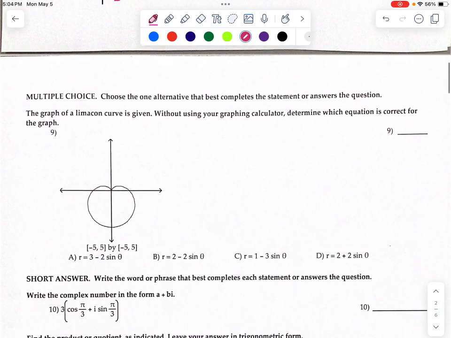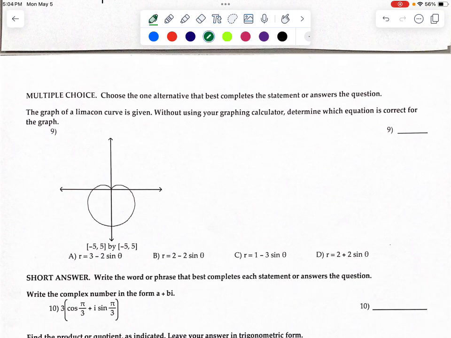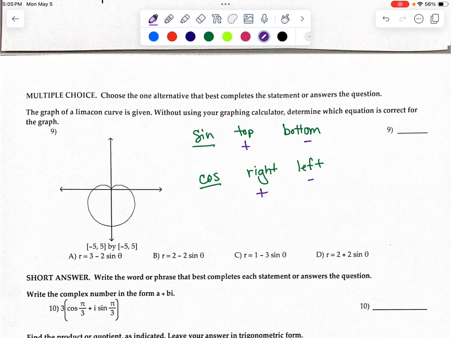Number 9 is a cardioid, right? A limaçon curve. It's the one that's supposed to look like a heart. It's just flat. And we wrote down, remember, if it's sine, it's going to be on the top or the bottom. If it's cosine, it's going to be on the right or the left. So you're going to see what side of the graph it's on. Of course, top and right are going to be plus signs, bottom and left are going to be minus signs, and if it's a cardioid like this one, remember that your A and B values have to be equal.